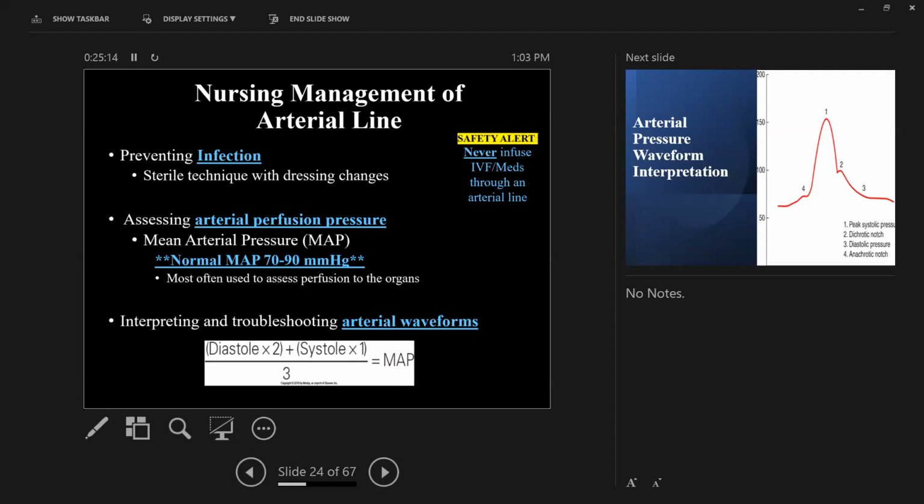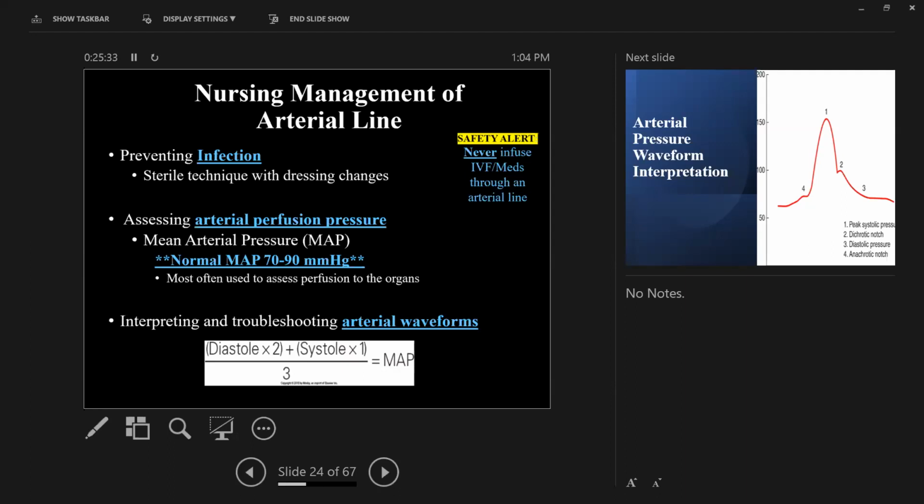Okay, this is just a key thing. You don't ever give anything through the art line. You're never giving anything. No pushes, no IV meds, nothing. Just the pressurized tubing to keep it open. You are never to infuse anything through an arterial line.